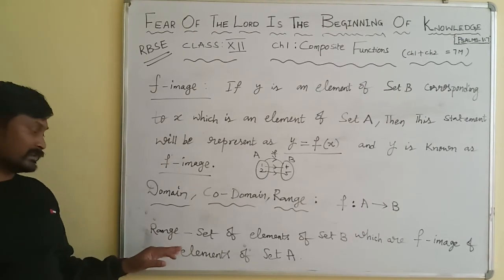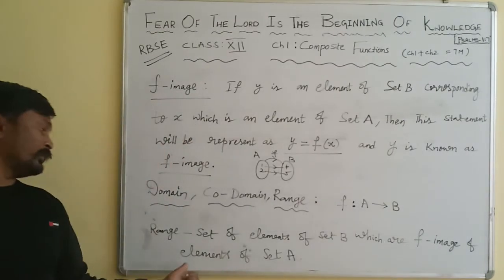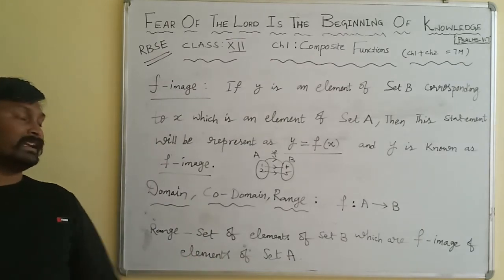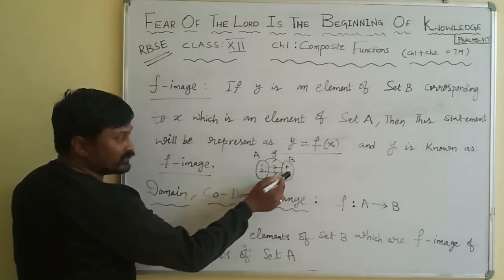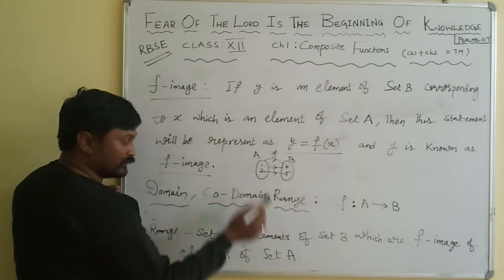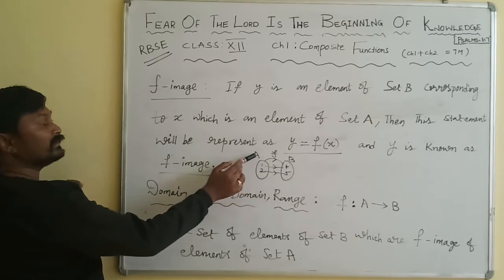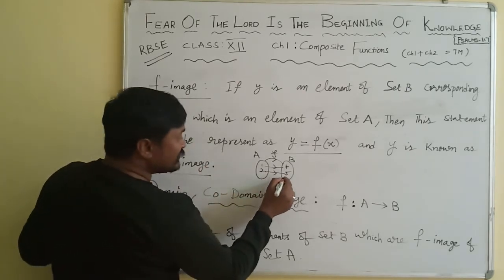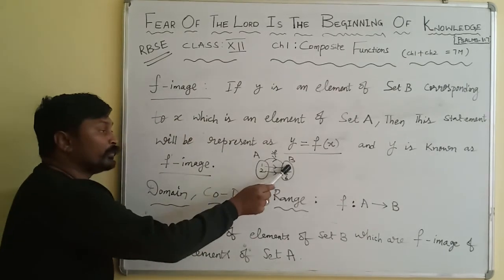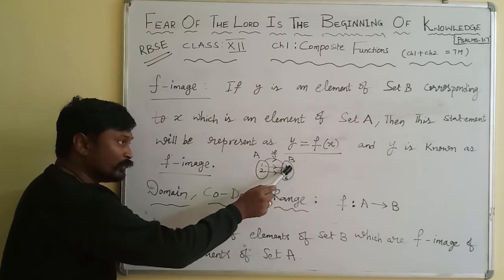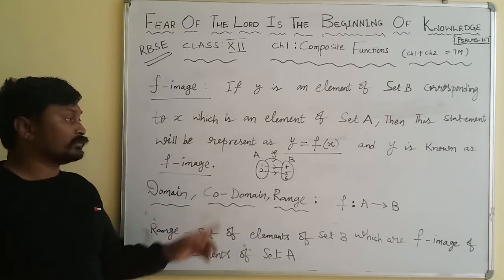In other words, we can say the range is the set of elements of B which are F images of elements of set A. Now observe, 4 and 5 are the F images of 1 and 2. So your range we can call 4 and 5, which are connected with set A. For example, if 6 is also there, then 4 and 5 are the range, and 4, 5, 6 we can call the codomain. You have understood the difference now.